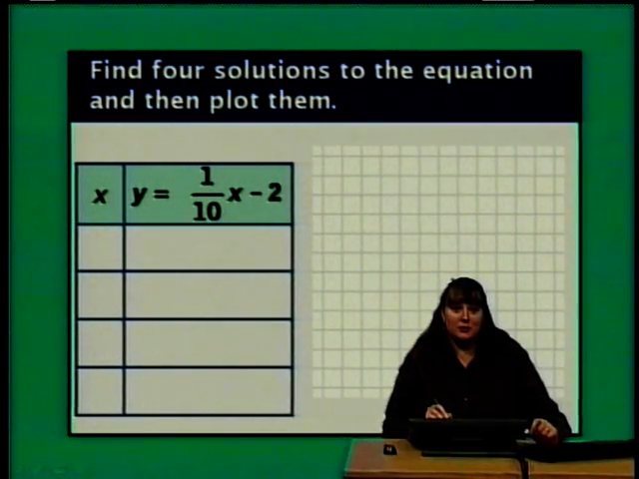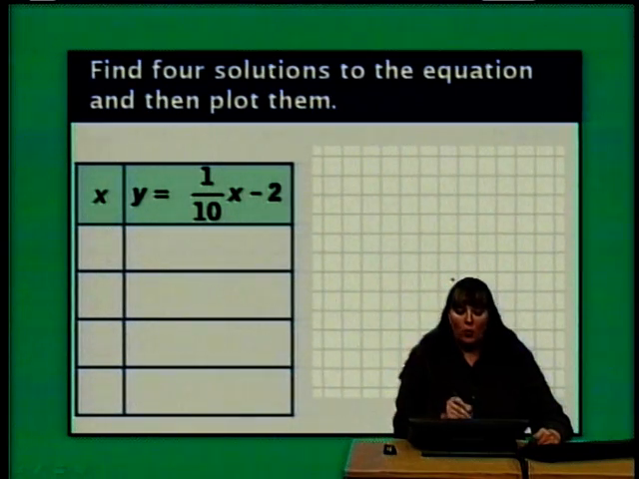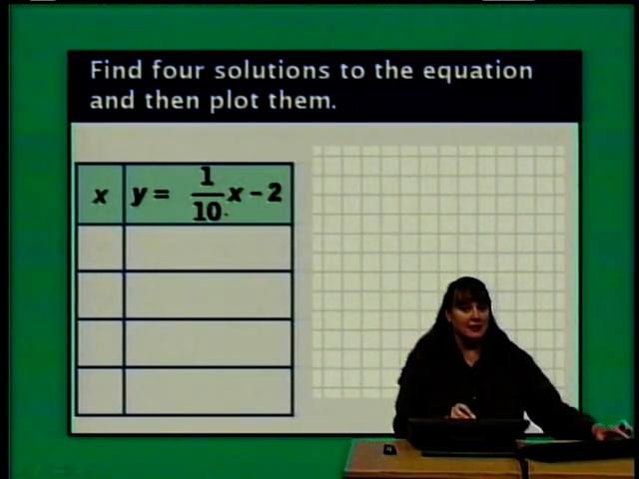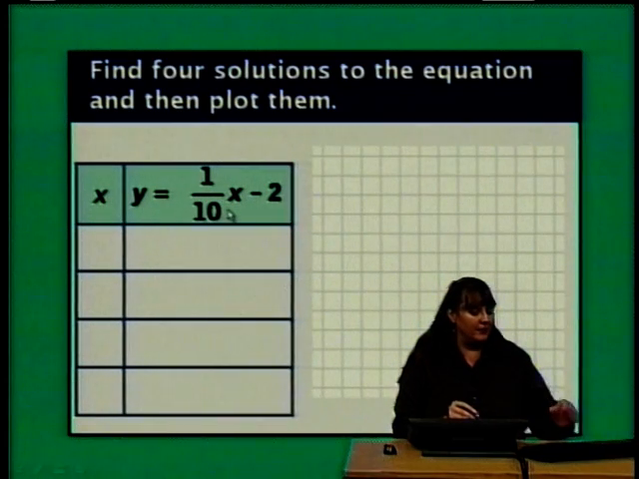Now let's find 4 solutions to the equation in this table and then plot them. So my equation in the table is y = 1/10 x - 2. I can just randomly pick any x values that I want. I could put in this table 0, 1, 2, 3, 4. But if I look at my equation, I can make a little bit more careful choices. When I substitute a value for x into this equation, I'm going to have to multiply x by 1/10. I'd rather avoid fractional arithmetic, so I'm going to choose multiples of 10 for my values of x.